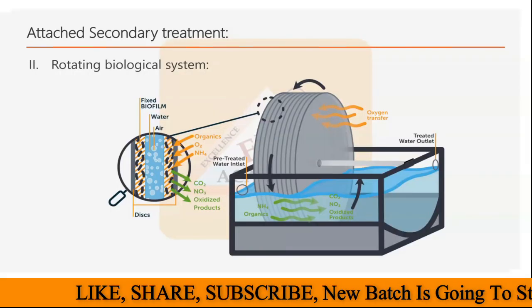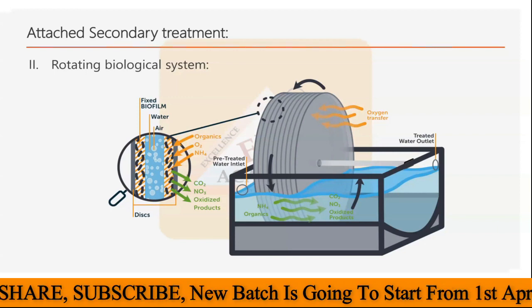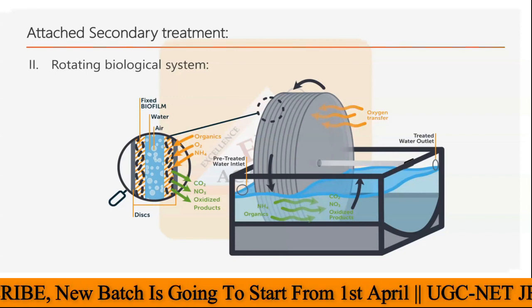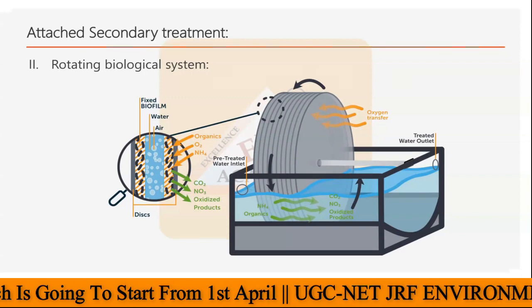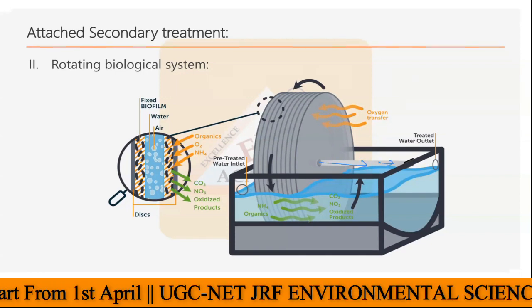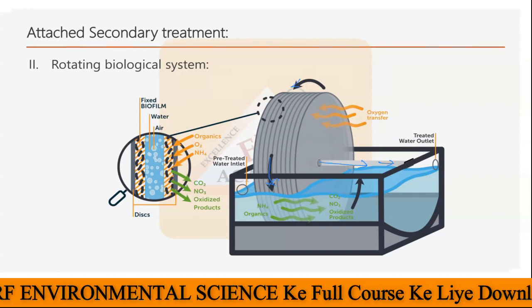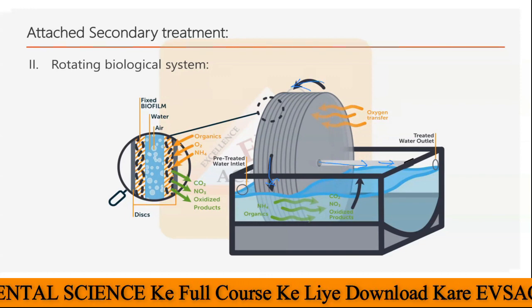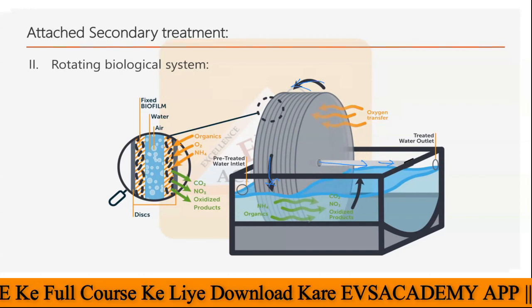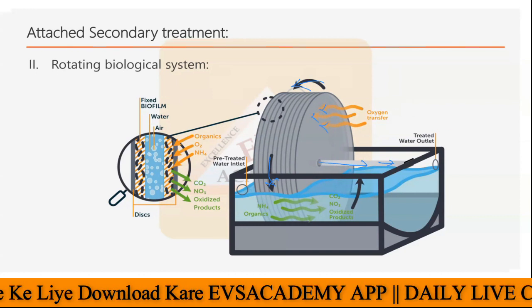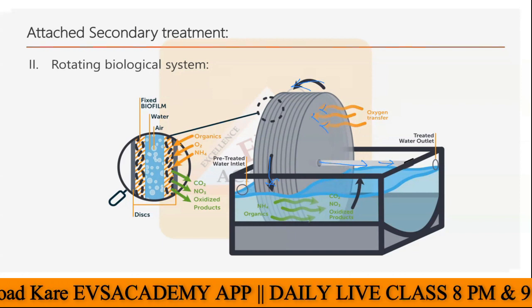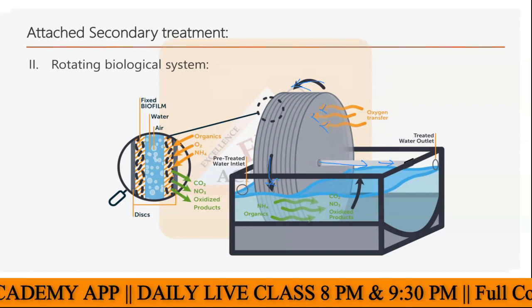We have another attached secondary treatment, that is the rotating biological system. So in the rotating biological system, you can see there is a very large wheel present here, and this wheel is continuously in motion. Oxygen transfer automatically takes place because of this movement, as it goes inside the water and comes again into the air.